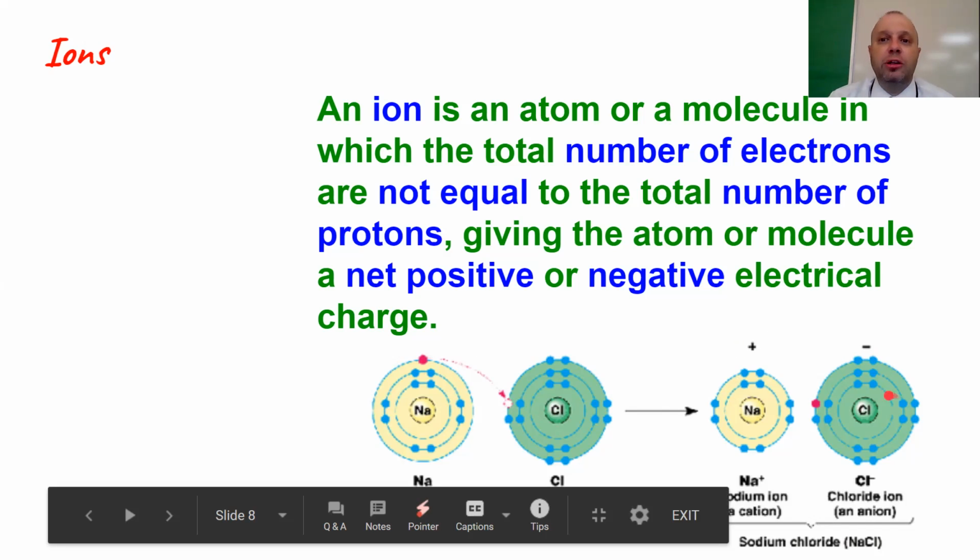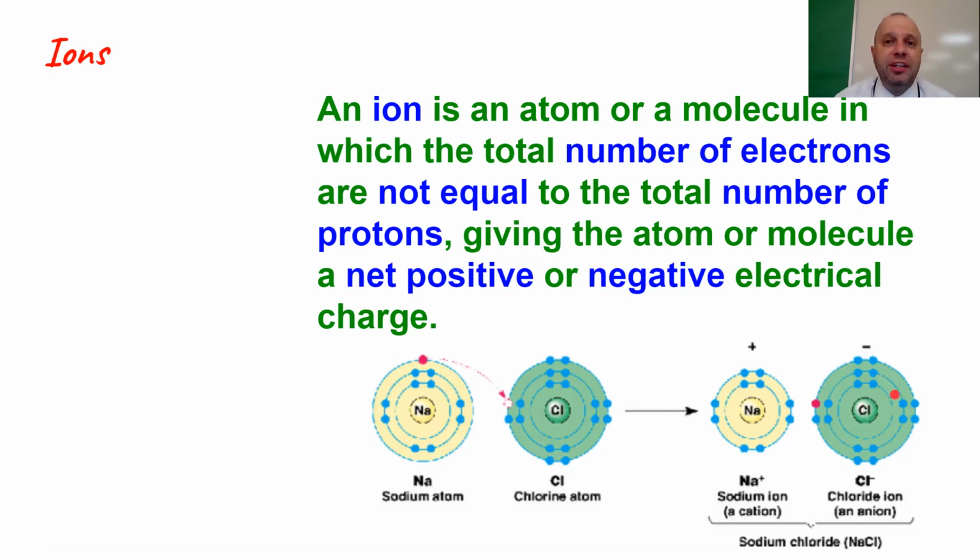Over here, we have chlorine. Chlorine has 17 protons, but because it gained an electron, it now has 18 electrons. So it has more electrons than it has protons. So it has a negative charge, a -1 charge, because it has one more electron than it has protons.